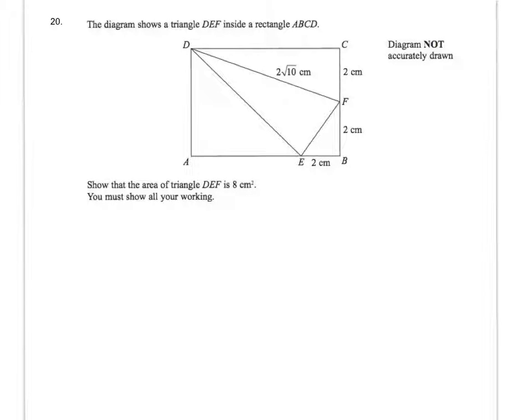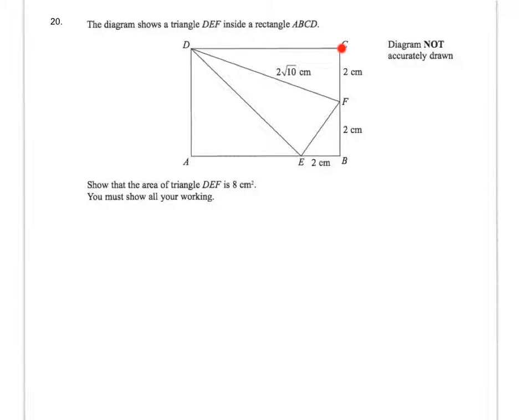There are a couple of ways of solving this question. It is possible to figure out this length here using Pythagoras, and then figure out that angle there using the cosine rule, and then use the sine rule to multiply those two together to find out the area of that triangle. Some people did that. That works fine.